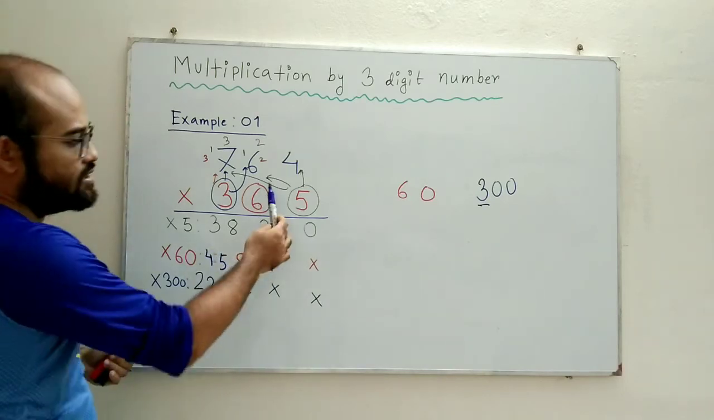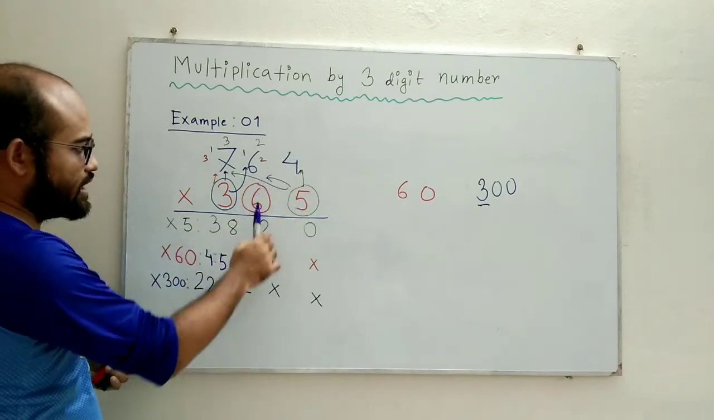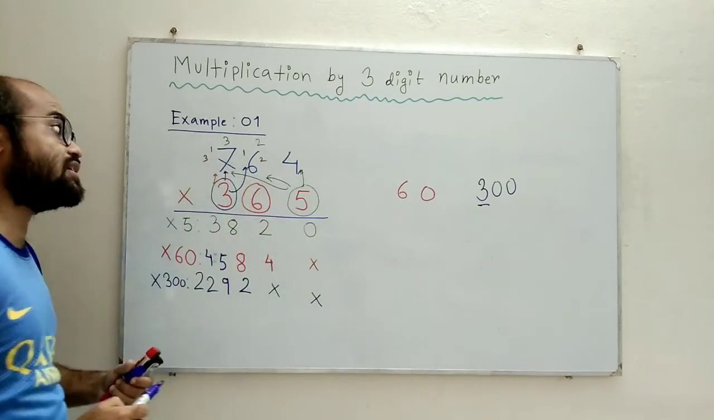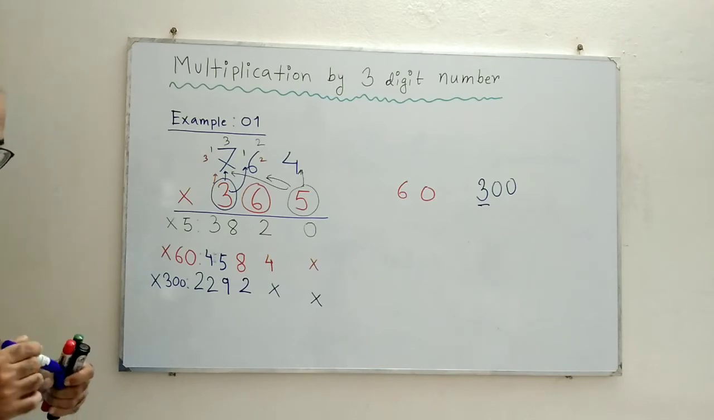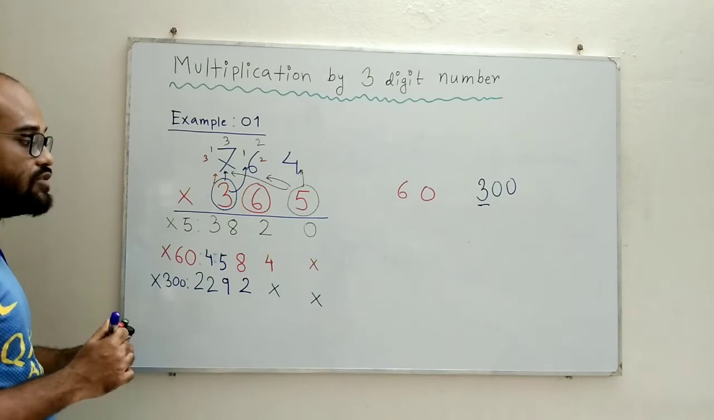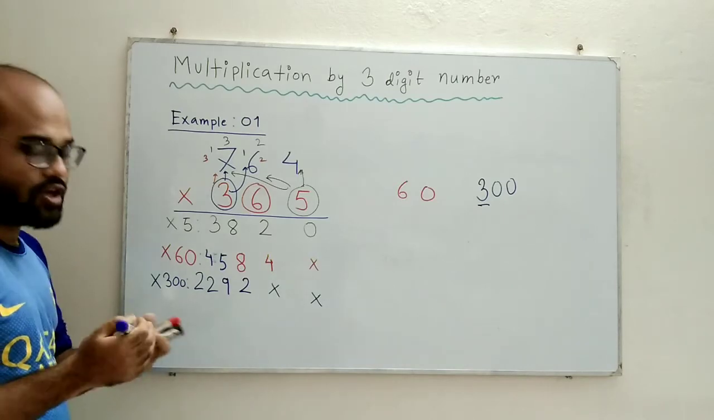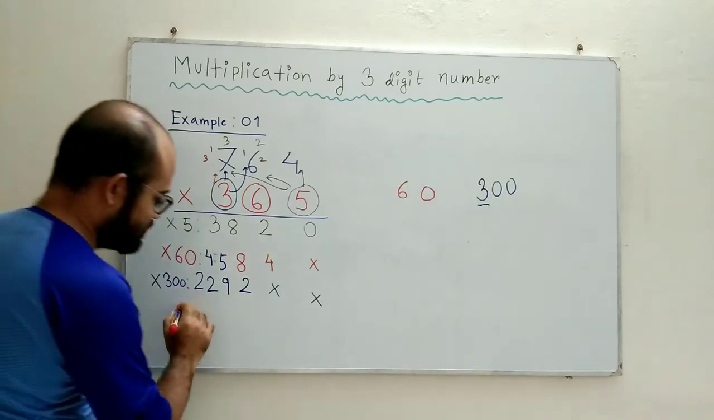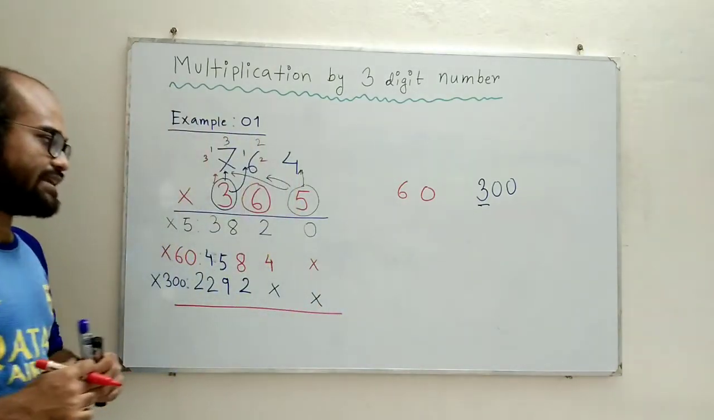Let's double check again. 6 4s are 24 carry 2. 6 6s are 36 plus 2, 38 carry 3. 7 6s are 42 plus 3, 45. So it's done. So after having obtained these 3 individual products, what's the final home stretch? Adding all up. So let's add carefully.